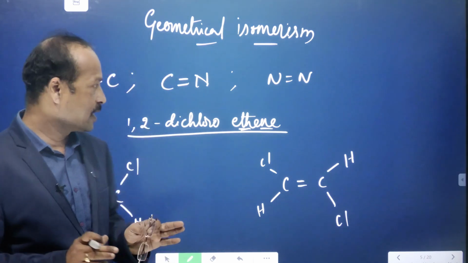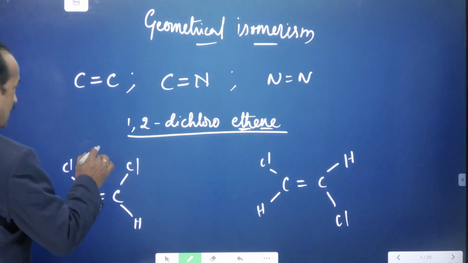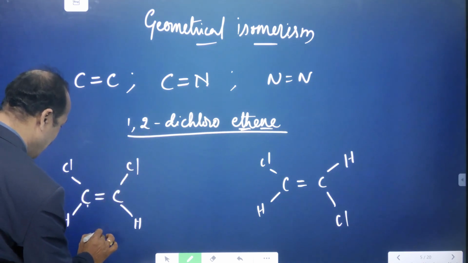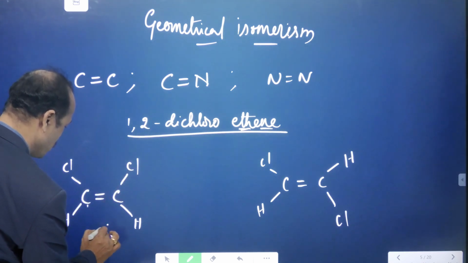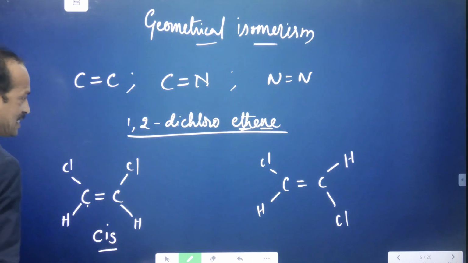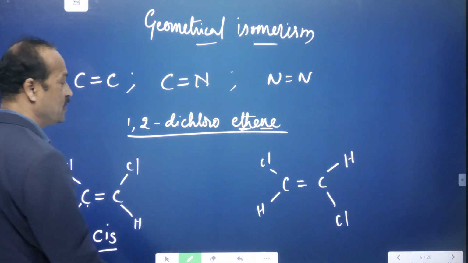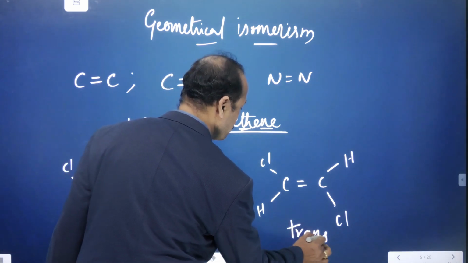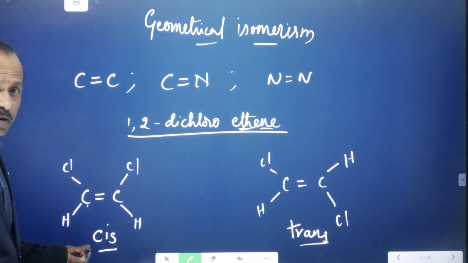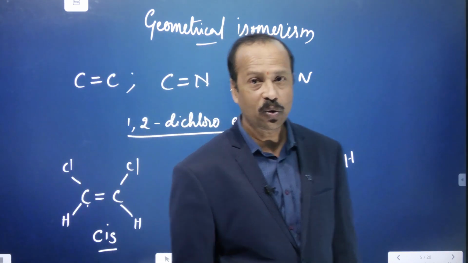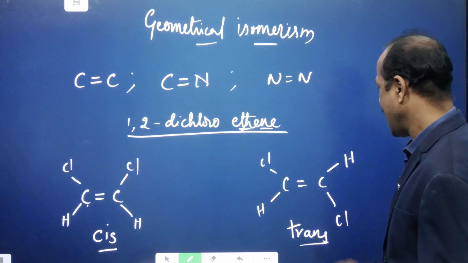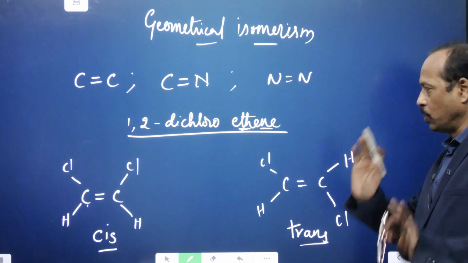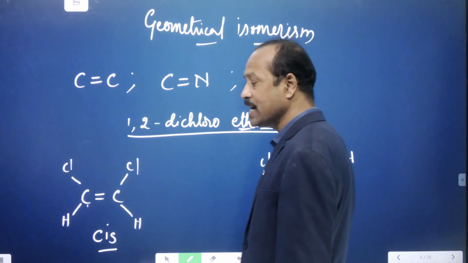So for that, what we do, this is 1,2 dichloroethane, the same thing. But for this we write cis, C-I-S. And for this we write trans. So now the name of this one is cis-1,2 dichloroethane, and the name of this one is trans-1,2 dichloroethane. That's all. So what is cis and trans?